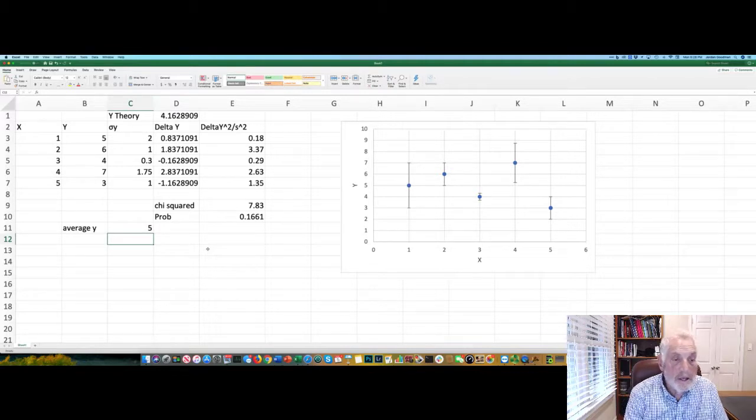You can do this, by the way, with multiple parameters. If you wanted to fit a slope and an intercept or multiple parameters, you can always use the solver to minimize chi-squared with several parameters. This is really powerful because it doesn't matter how complicated a function you want to write down. If you can write down chi-squared and write down a set of parameters, the solver will minimize it for you.